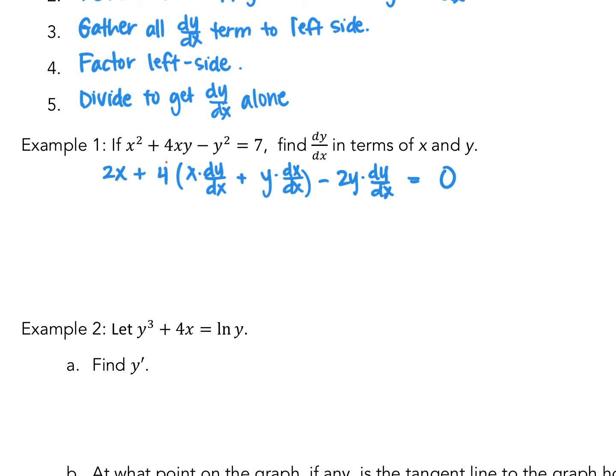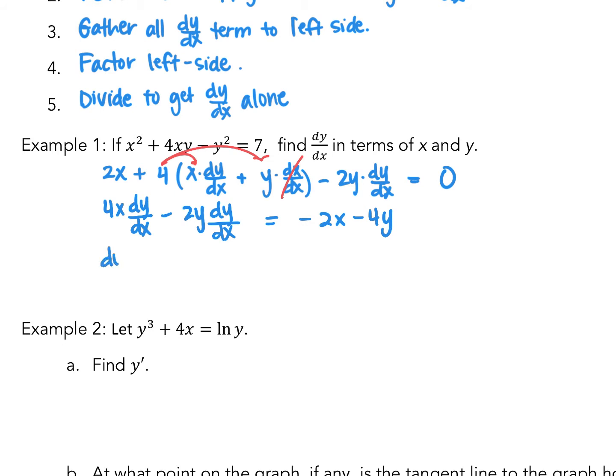So now we want to distribute our 4 and simplify here, and that will allow us to gather all of our dy dx terms on the left-hand side. So we'll have 4x dy dx, and the other dy dx term is minus 2y dy dx. But to the other side, we're going to kick over that negative 2x, and we're also going to kick over negative 4y.